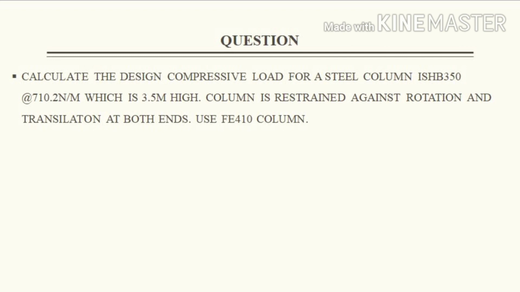Use Fe410 column. So here we are asked to design compressive load for a steel column, that is ISHB 350, that is Indian Steel Heavy Beam 350, and its weight is 710.2 Newton per meter, and its height is provided as 3.5 meter, and the column is restrained against rotation and translation. That means it's a fixed column, and we are asked to use Fe410 steel.